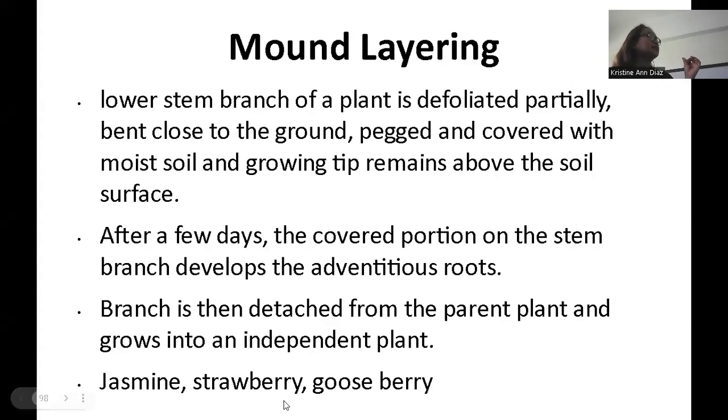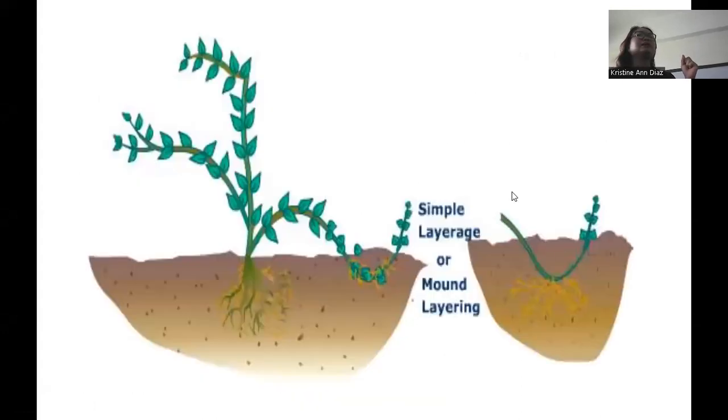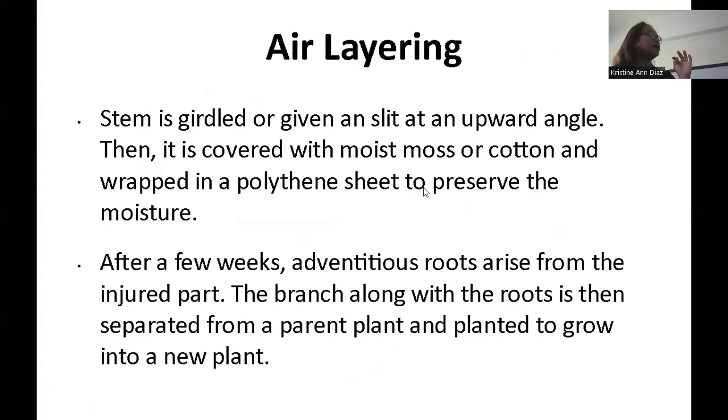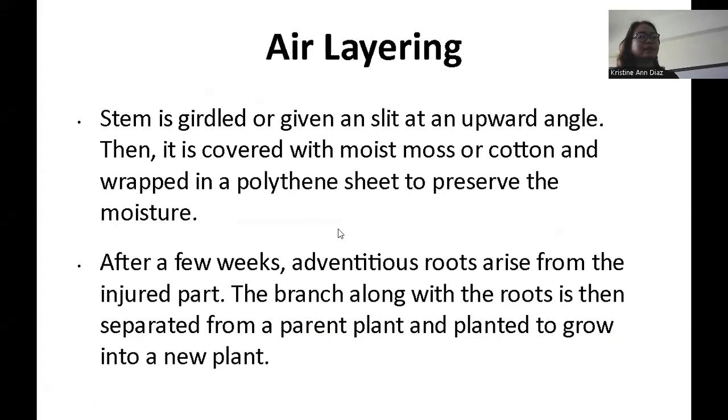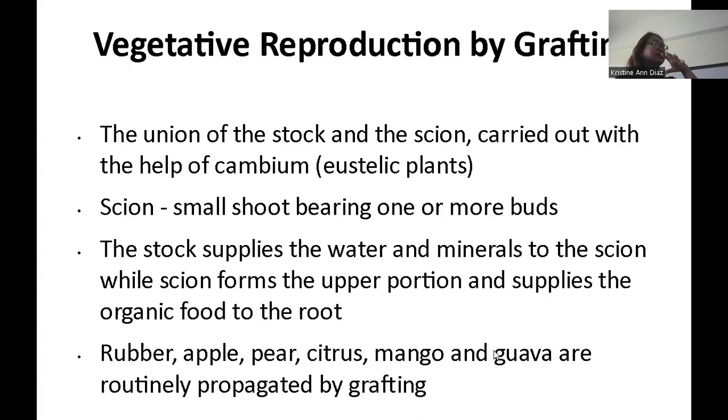And mound layering: jasmine, strawberry, and gooseberry. And air layering, of course. It's just like marcotting, no? Wherein the stem is girdled or given a slit upward angle, then covered with moist moss or cotton. And after a few weeks, mag-roots na siya. Then cut it.